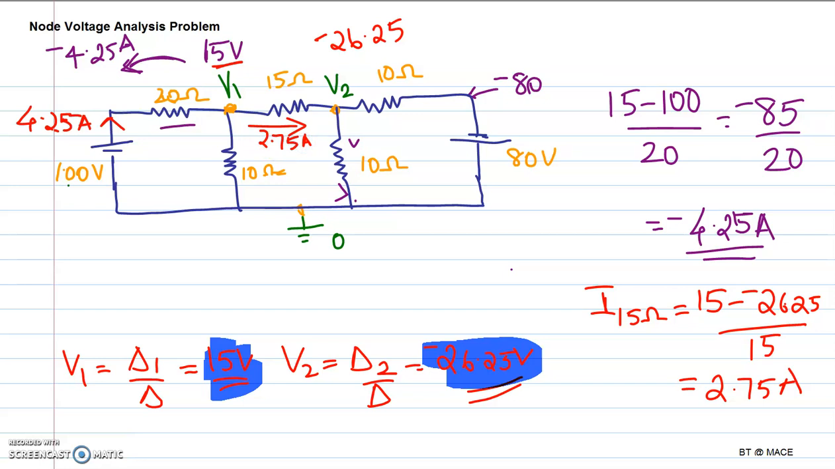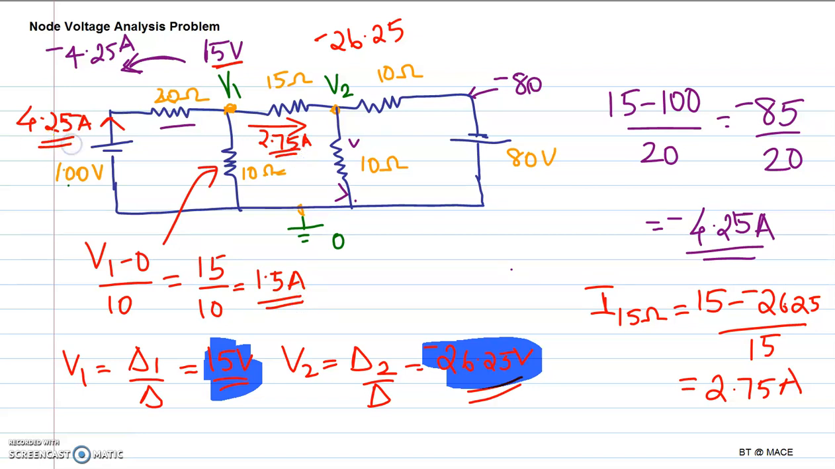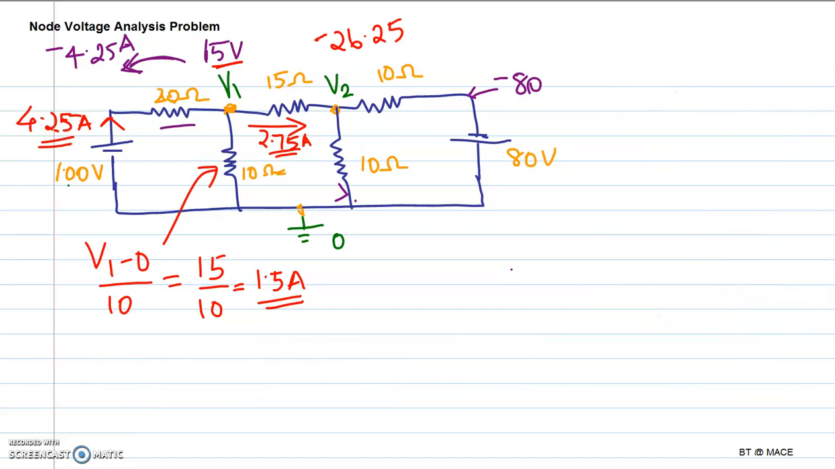Now for the 10 ohm resistance, it is v1 minus 0 divided by 10. v1 is 15, so 15 by 10 is 1.5 ampere. Now you can also add up 1.5 ampere plus 2.75, which is 4.25 ampere.